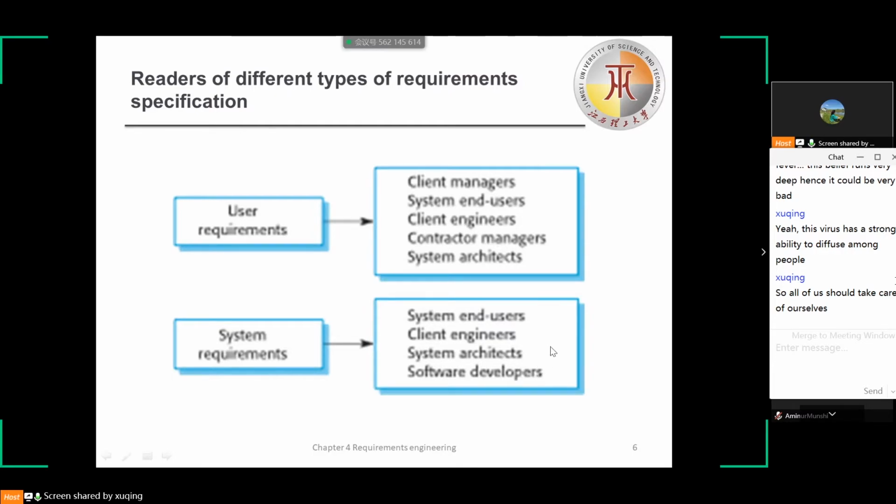These readers need to know more precisely what the system will do because they are concerned with how it will support the business process, and because they are also strongly involved in the system implementation. That's why we need to write requirements at different levels of detail.